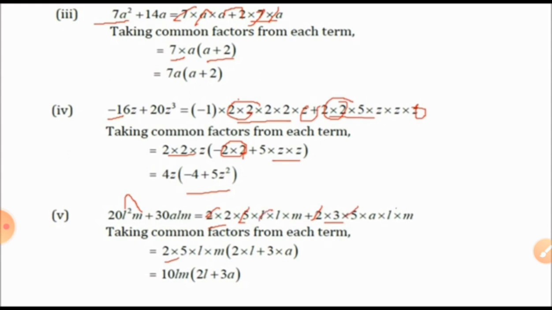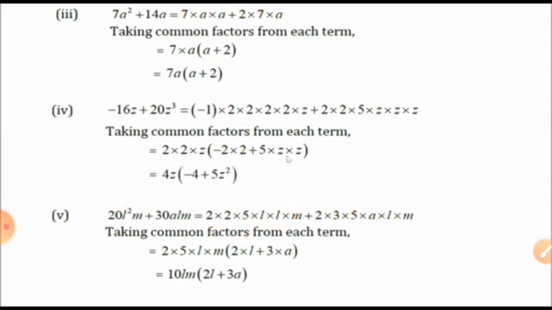So here the common one is 10 lm. Who is left for the first one? 2l, because 20l square is there. So 10 lm we can take out. Only 2l will be left, plus 3l.